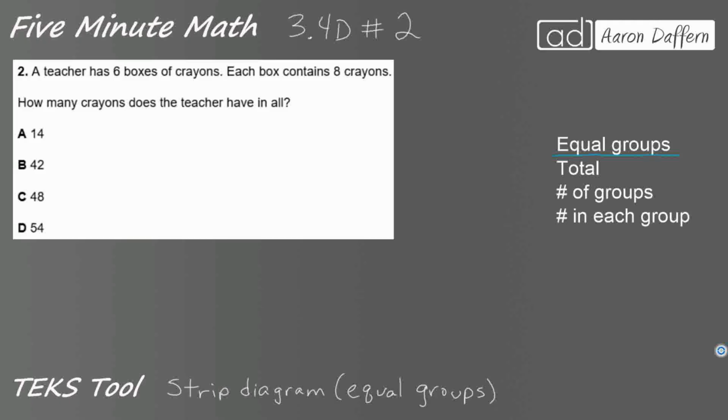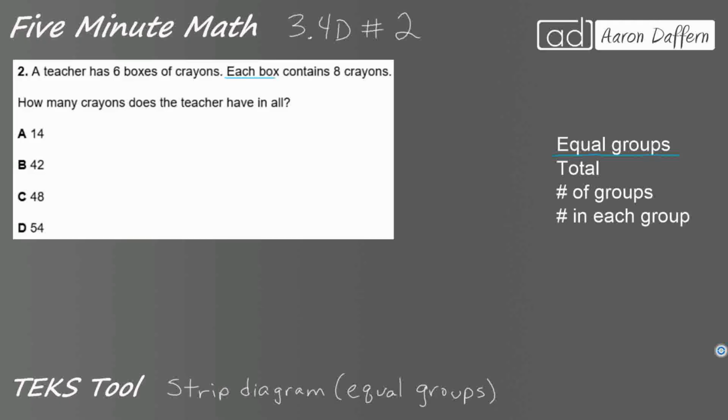So let's see what our problem says. A teacher has 6 boxes of crayons. Each box contains 8 crayons. How many crayons does the teacher have in all? First, is this an equal groups problem? Well, we have this right here, each. Each box, and then it says contains 8 crayons.